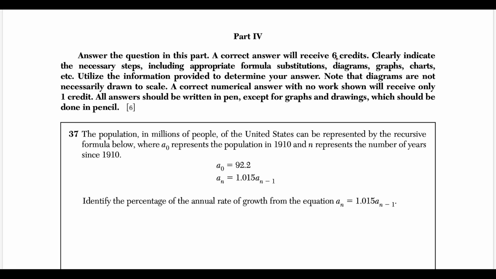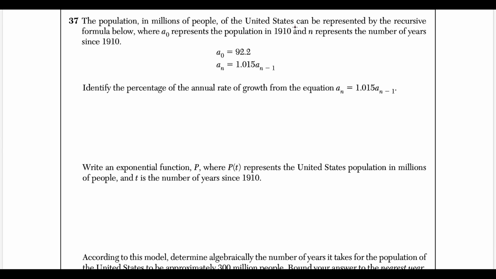All right, so we made it to part 4. Here's the final boss, and it's worth 6 credits. So for question 37, we have the population of the US represented by a recursive formula. And A naught, or A sub 0, represents the population in 1910, and n represents the number of years since 1910. And now here's the first part of this question.